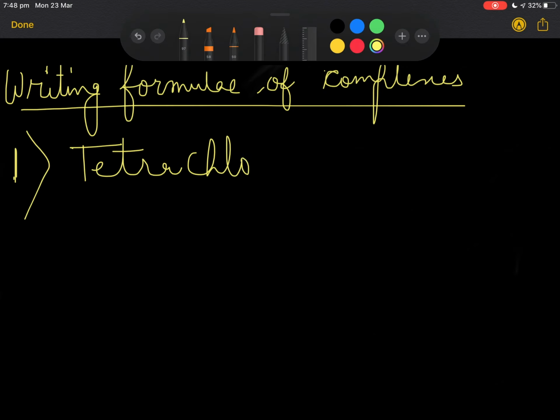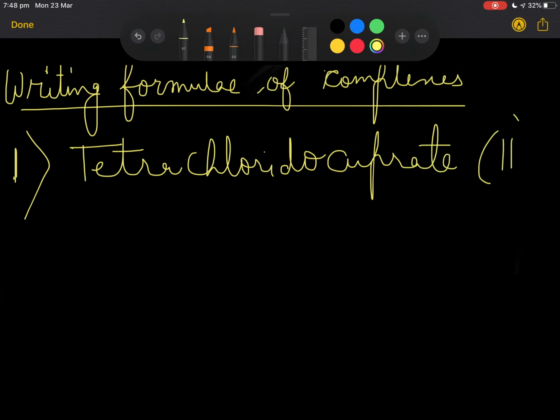Tetrachlorido cuprate(II). That's the complex name given to you. How are you going to do this? It's very simple. Again, as I said, in nomenclature it's first the ligands followed by the metal atom. But when we write the formulae of the complexes, it's just the reverse. First, we need to write the metal atom followed by the ligands.